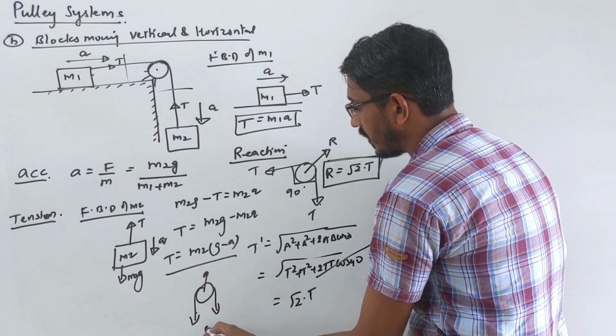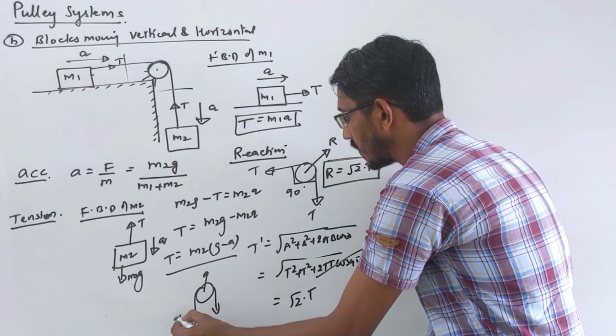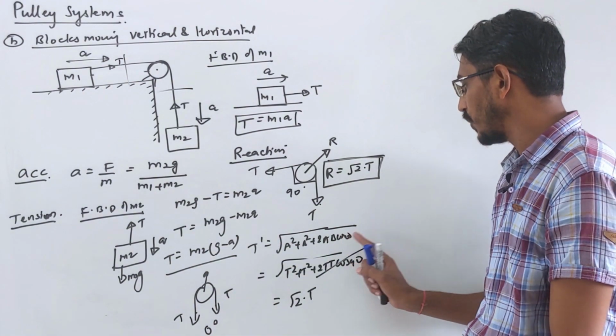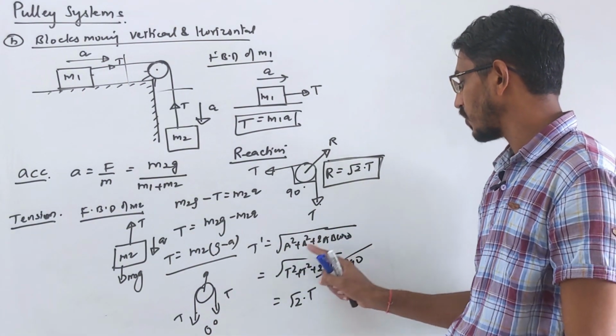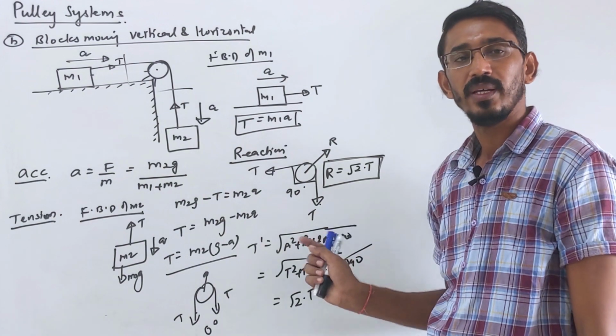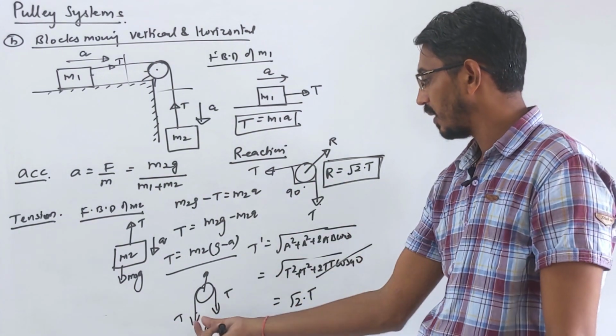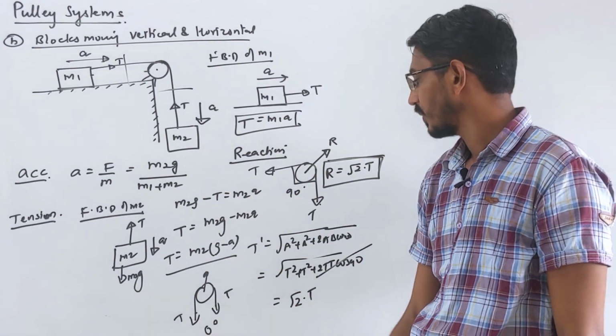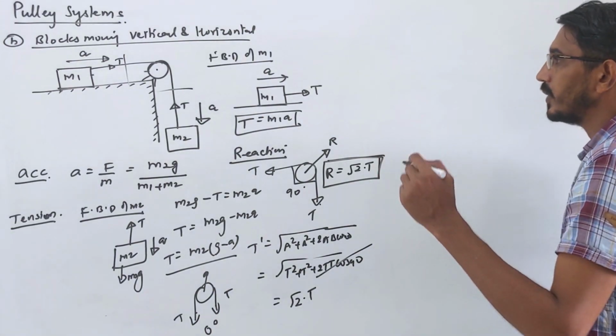So here the angle between these two is what? 0 degrees, between this tension and this tension. So when you write this formula again, cos 0 becomes 1, so it becomes A squared plus B squared plus 2AB, which means (A plus B) whole squared, which means simply A plus B. So T1 and T1 you added, 2T, that's all, correct.